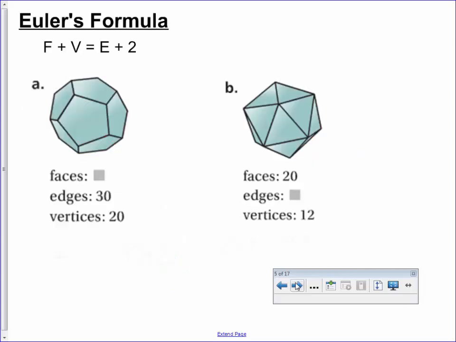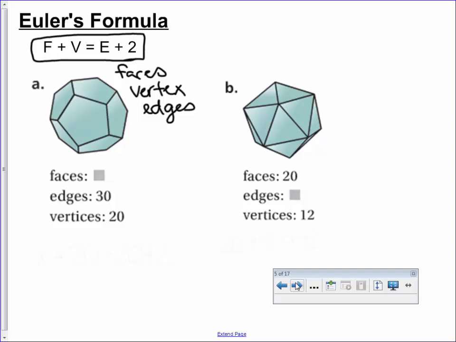This is a formula called Euler's Formula. The formula is listed up here. You have to memorize this, and really it's just a shortcut on how you can count. If you have any 2 of the 3, you can plug it into this formula. F stands for faces, V stands for vertices or vertex, and E stands for edges.